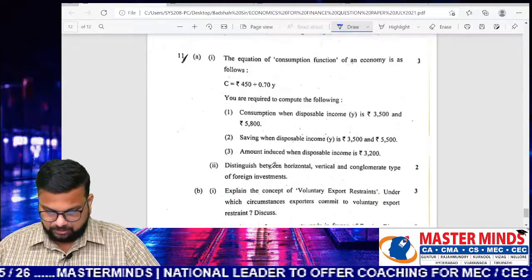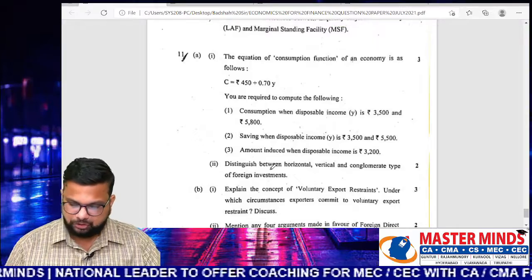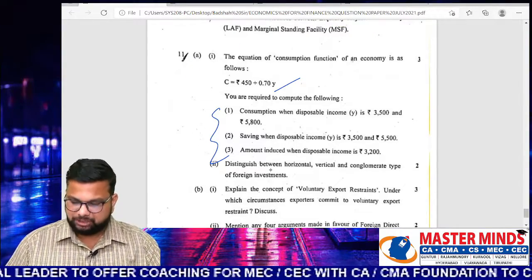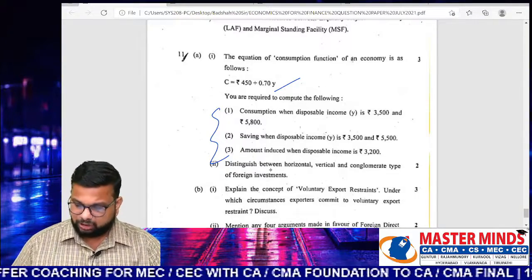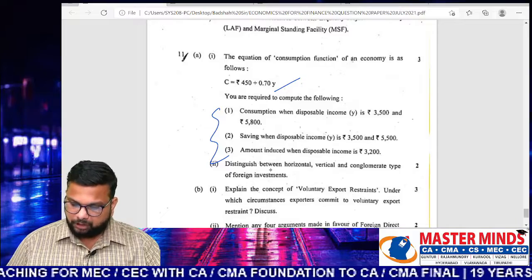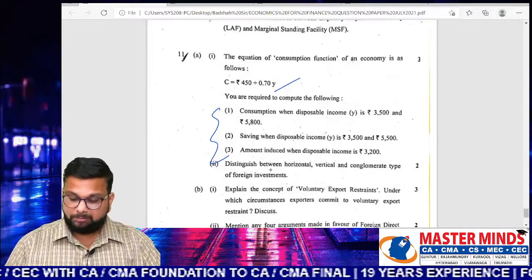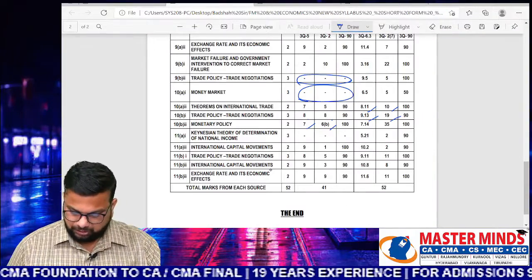Next, 11A1. The equation of consumption function of an economy is as follows. The consumption function is given, Nana, and basing on some data, we have to calculate consumption. We have to find out the values. So let us see whether this question or problem is covered in our Masterminds material as well as in guess questions or not. So 11A, Nana.